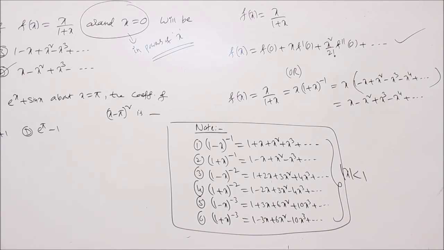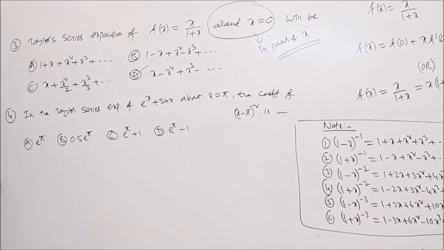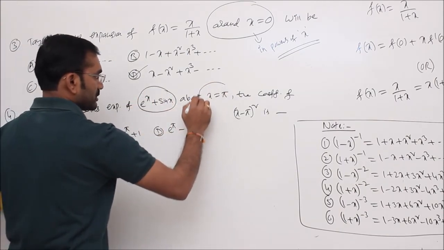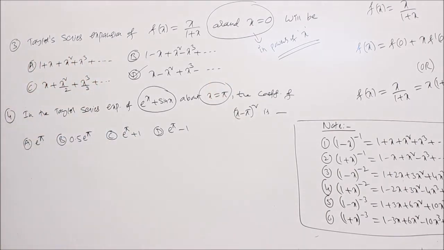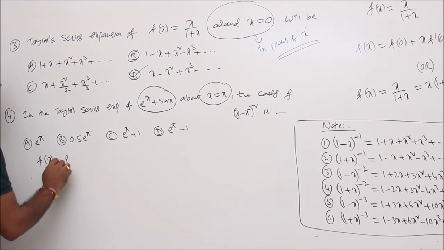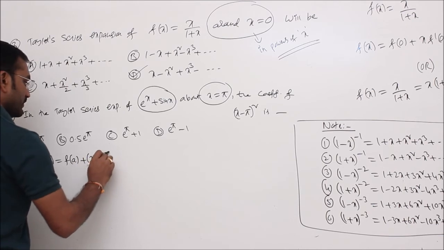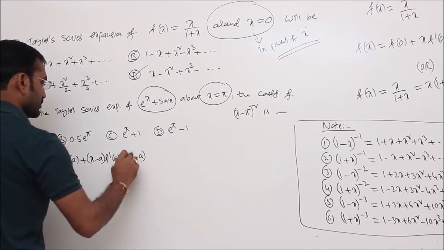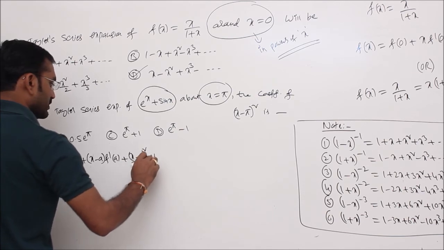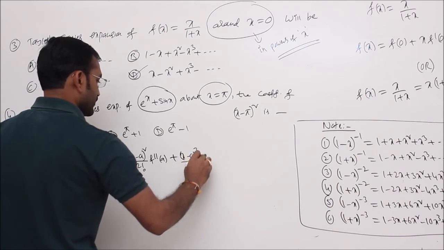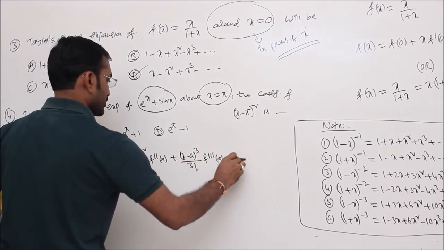Now if you come to that fourth question, in the Taylor series expansion of e power x plus sin x about the point x is equal to pi, the coefficient of x minus pi whole square is. So to solve this question, we have to go for basic definition. What is that basic definition? We have f of x is equal to f of a plus x minus a into f dash of a plus x minus a whole square by 2 factorial f double dash of a plus x minus a whole cube by 3 factorial f triple dash of a plus and so on.